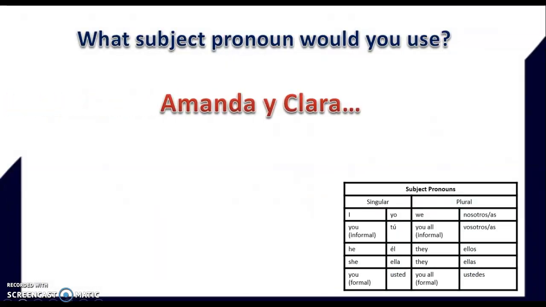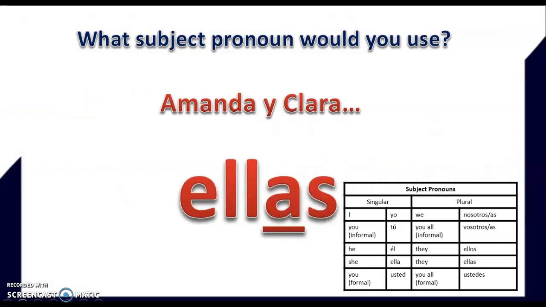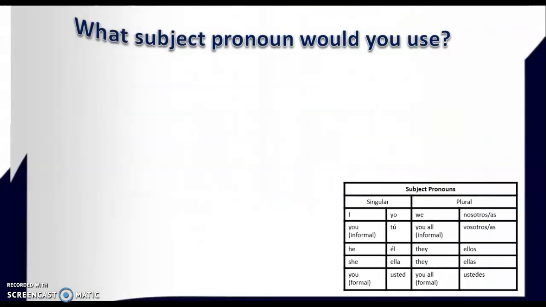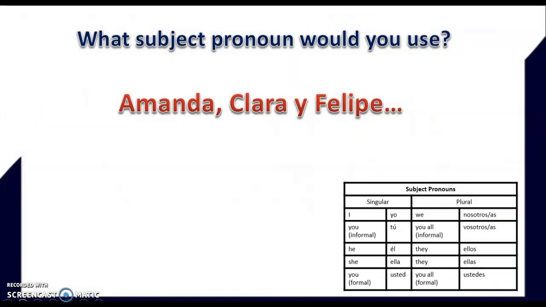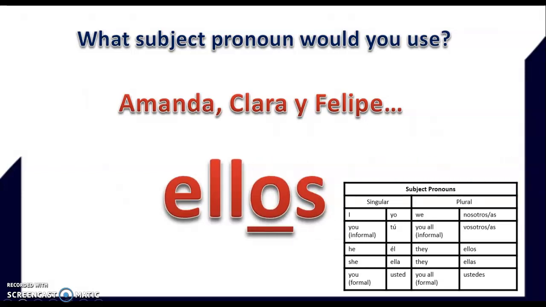How about for Amanda y Clara? Also a plural subject, but both females, so you would use the feminine form for they, ellas. What subject pronoun would you use if your subject is Amanda, Clara, y Felipe? Also a plural subject, and it looks to me like there are two females and one male in the group. As long as there's one male in the group, you should use the masculine form, ellos, they.